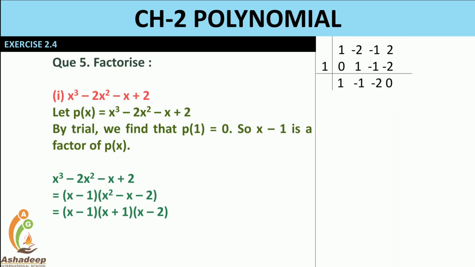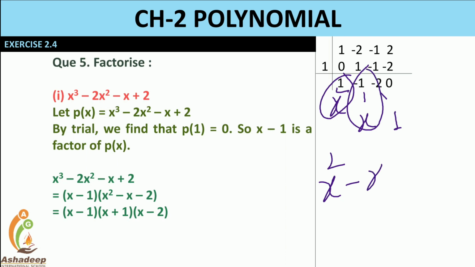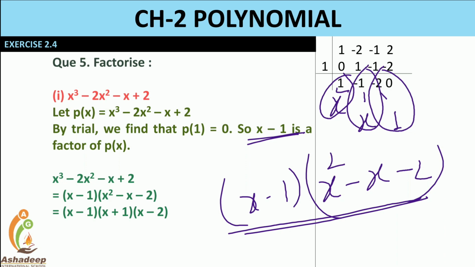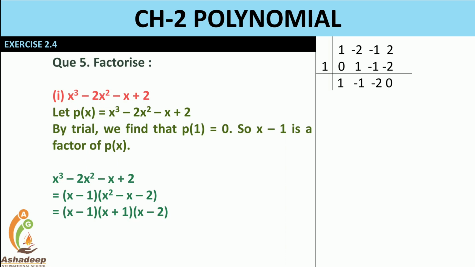Now what I have to do is simply put x square here, with this minus 1x, and the constant term minus 2. Now multiply: x square into 1 is x square. Then x into minus 1 is minus x. Minus 2 into plus 1 is minus 2. And we know that x minus 1 is a factor, so multiply it with x minus 1. If you multiply these two brackets, you will get this answer. That you need to do by yourself. See here, x minus 1 into x square minus x minus 2.